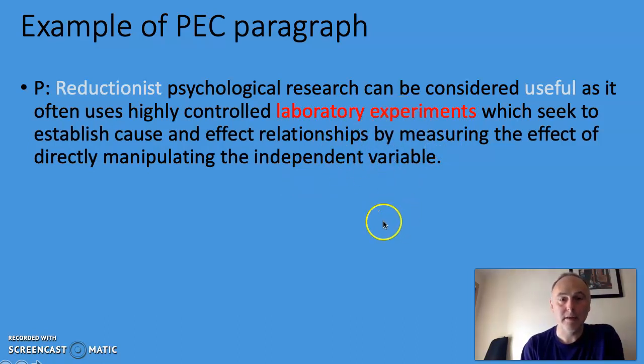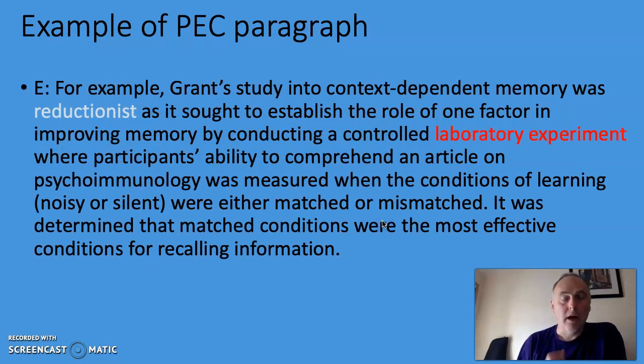Now, what am I going to do with that then? There's the point I'm making. I'm saying it can be useful, because it uses laboratory experiments. I'm using Grant. So for example, Grant's study into context-dependent memory was reductionist. So I'm making sure, belt and braces, that it's linking back to reductionism, as it sought to establish the role of one factor in improving memory by conducting a controlled laboratory experiment. You can see we've got those 2 in there, and then I've explained why that is. You can read through that yourself.